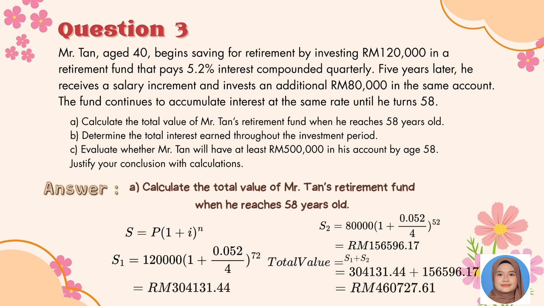After that, we will calculate the total value. So the first amount, 304,131 ringgit and 44 cents, plus 156,596 ringgit and 70 cents. So it will become 460,727 ringgit and 61 cents.